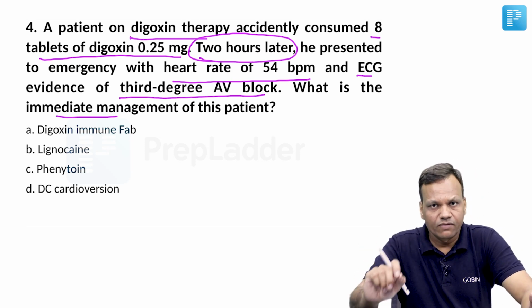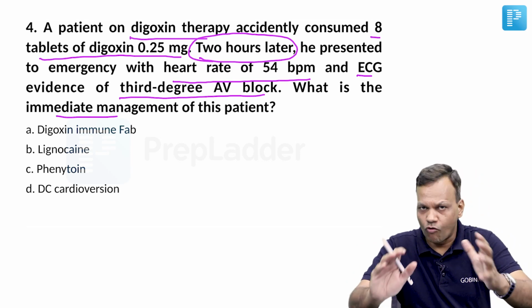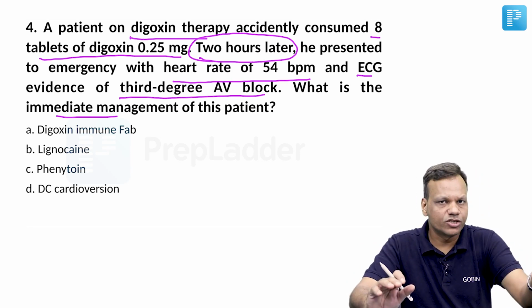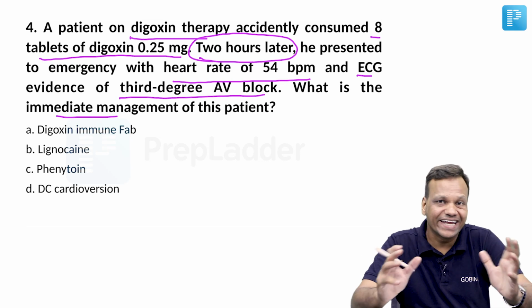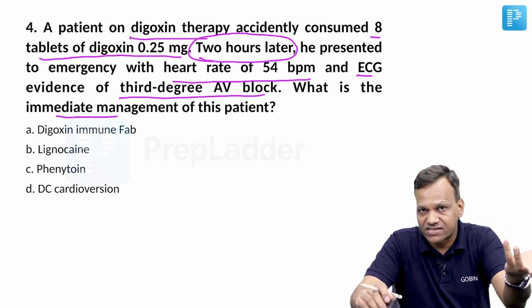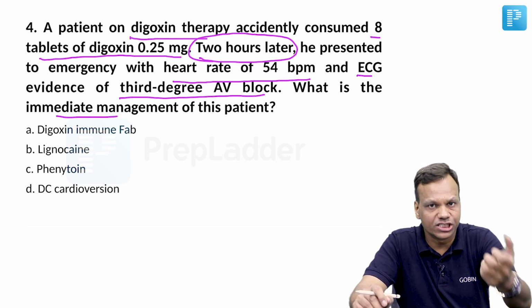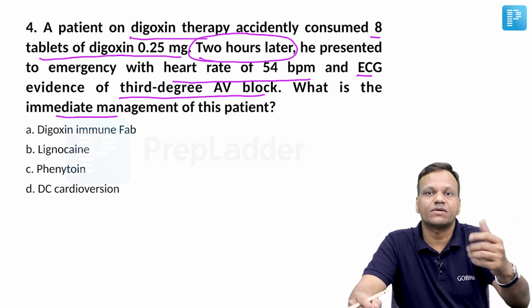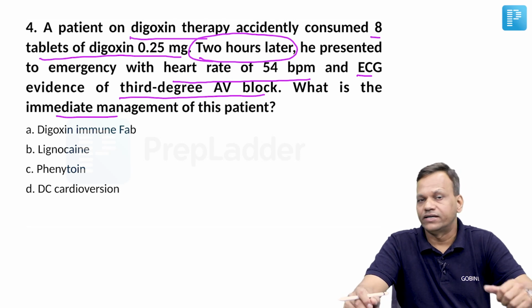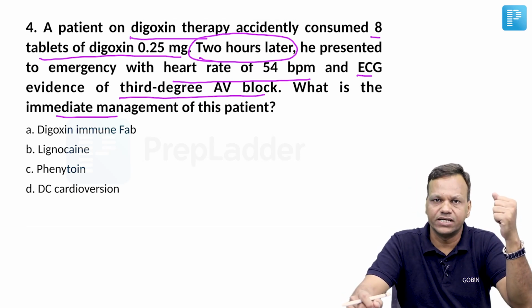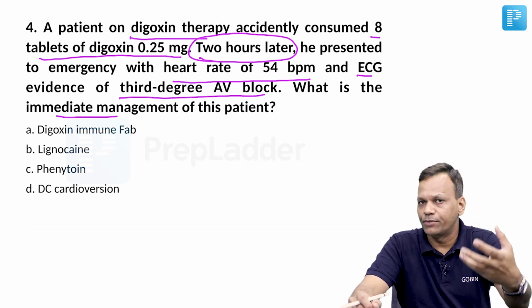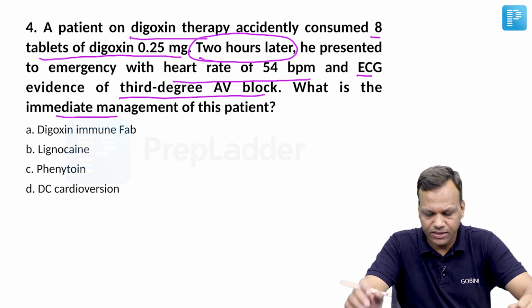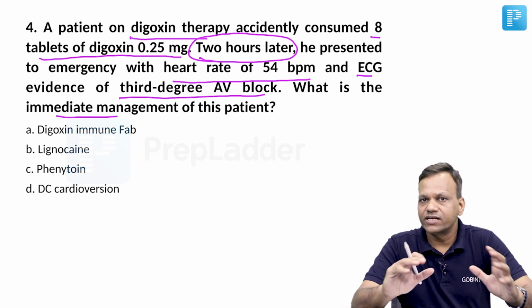So what we see for immediate management of digoxin overdose, first of all, we will stop digoxin. We will look at any interacting conditions like whether there is presence of hypokalemia or hypomagnesemia or hypercalcemia. We will look for whether other drugs are present, like thiazide diuretics can cause toxicity, and other drugs like verapamil, amiodarone, they can cause toxicity. After that, we have to treat arrhythmias.